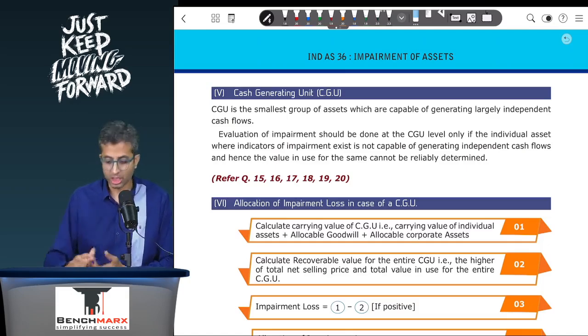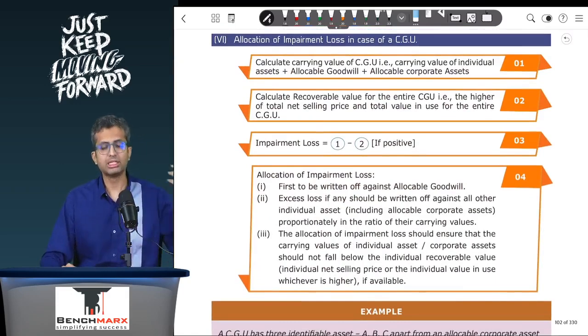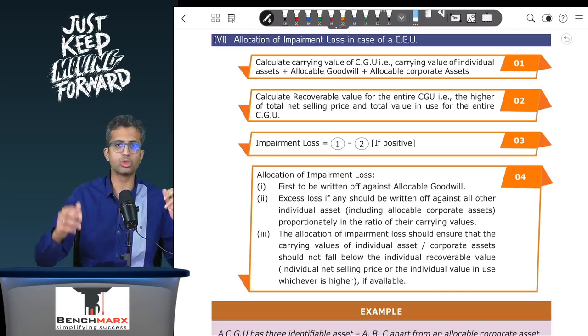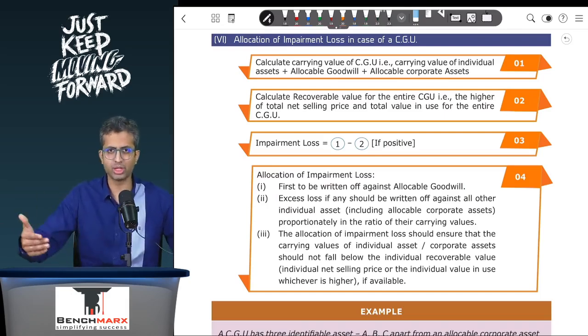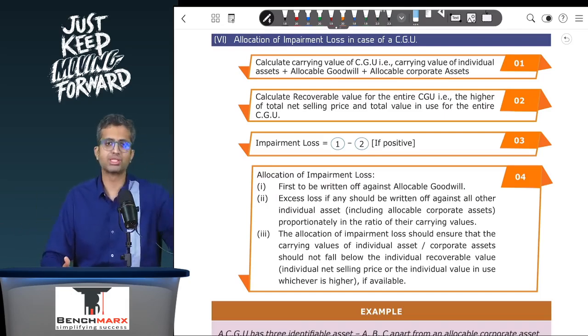If the cash flows within the group of assets are dependent on each other, they together form a single cash generating unit. Now, if you look at allocation of impairment loss in case of a cash generating unit, you will first try to find the carrying value of the cash generating unit, which will include the carrying value of the individual assets plus allocable goodwill plus the allocable corporate assets.